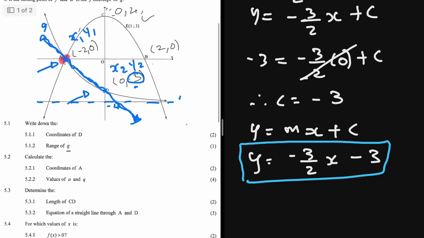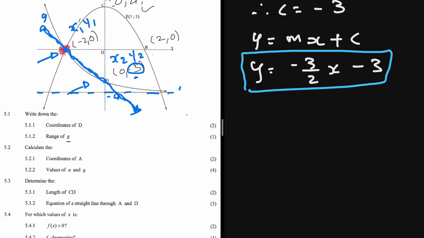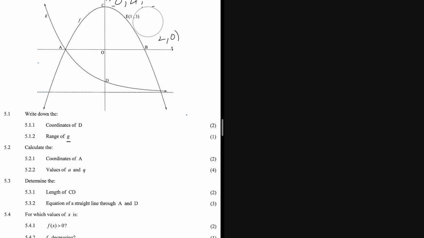Okay, so also we have these last two questions here, and on these last two questions I would like to clean up all these things that we have here, so that we get a better understanding of what is happening here. So the question says now, for which values of x is f(x) greater than 0?